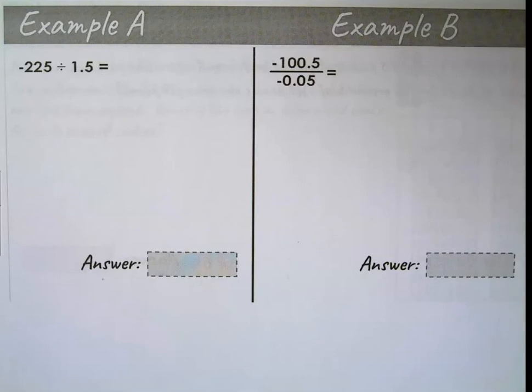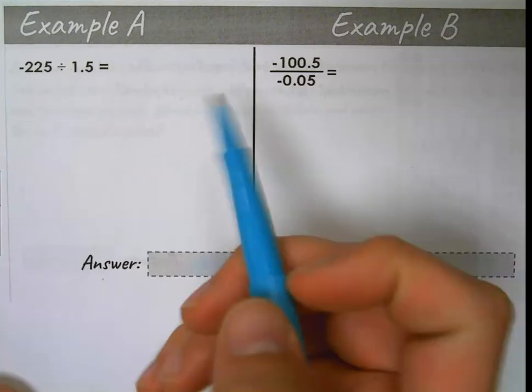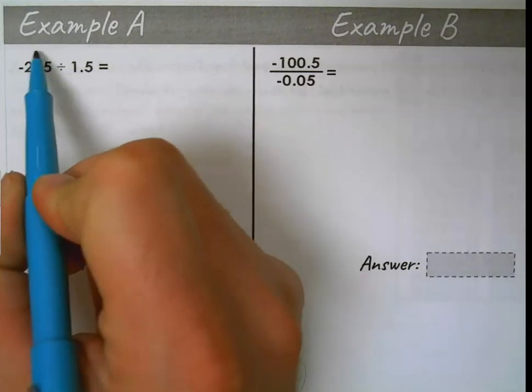If the signs are the same, your answer is always positive. And if the signs are different, your answer is always negative. So, if we look at this, the numbers themselves, we don't even have to look at. We just look at the signs.